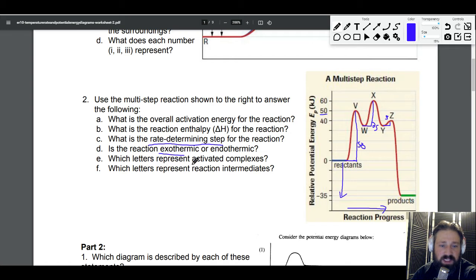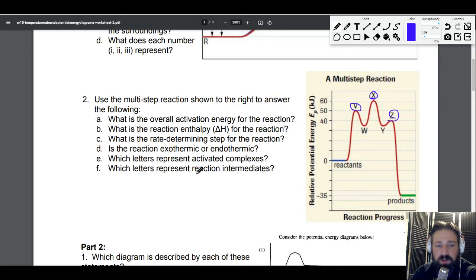Which letters represent activated complexes? Activated complexes is another term for transition states. It's the same thing. Activated complexes, transition states, two terms that mean the same thing. So which ones are the activated complexes? V, X, Z. Those are going to be your high energy things that aren't going to stick around very often.